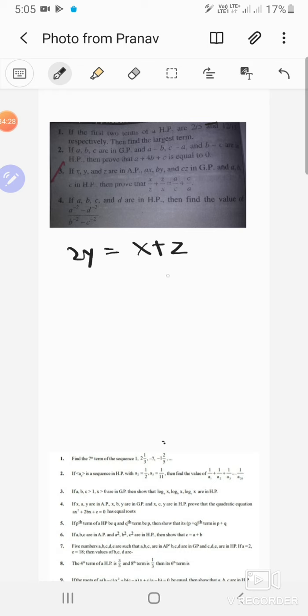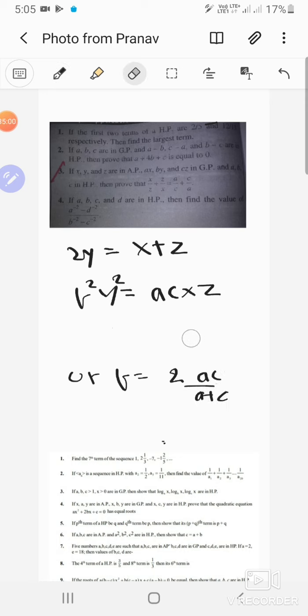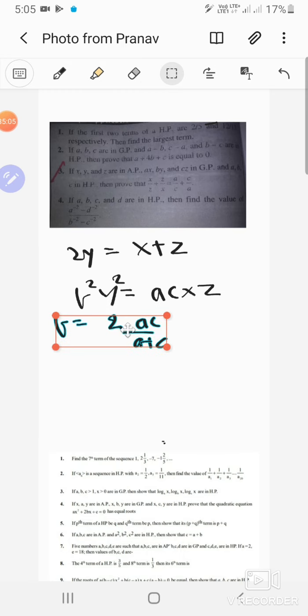ax, by, and cz are in a GP, which means that b squared y squared equals acxz. And a, b, c are in HP, which means that 2 upon b equals 1 by a plus 1 by c, or yeah, b equals 2 into ac over a plus c. This is a better statement to use. Fine, so you got these three equations.